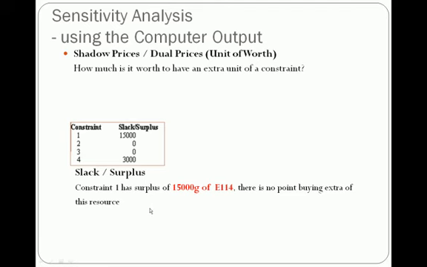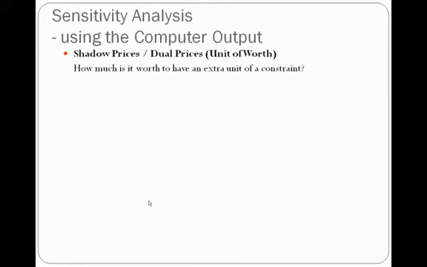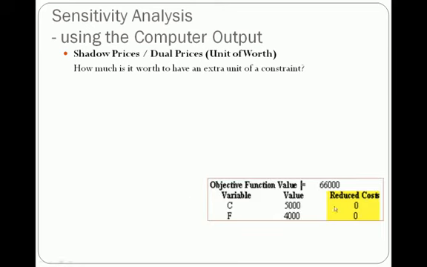In terms of slack surplus, I've already mentioned there is a surplus of 15,000 grams of E114. That was our first constraint. And there are 3,000 flakers left over. In other words, we could have produced an extra 3,000, but other restrictions stopped us doing so. And the reduced cost column, both are 0, as I mentioned earlier, which means we don't need to change the profits of the chocos or flakers in order to start producing them.